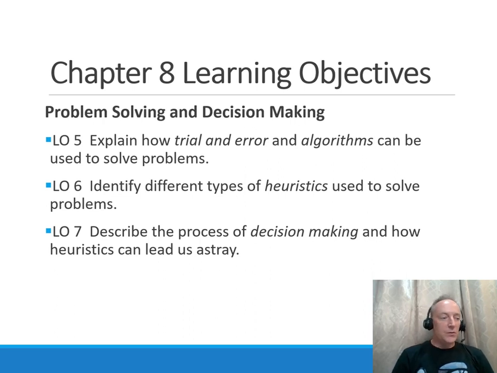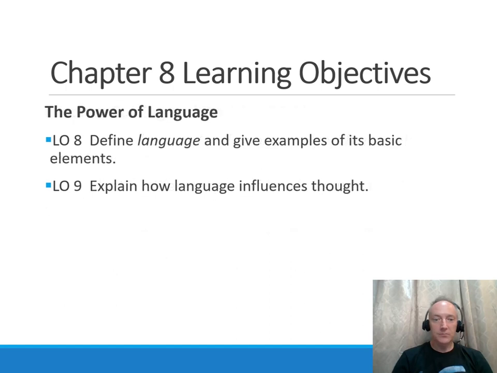We're going to cover how we solve problems and make decisions, and we're going to learn about different approaches we use. So what is trial and error, what are algorithms, what are heuristics. We're going to define language and talk about how language, having a word for something, can impact how you think about that concept.